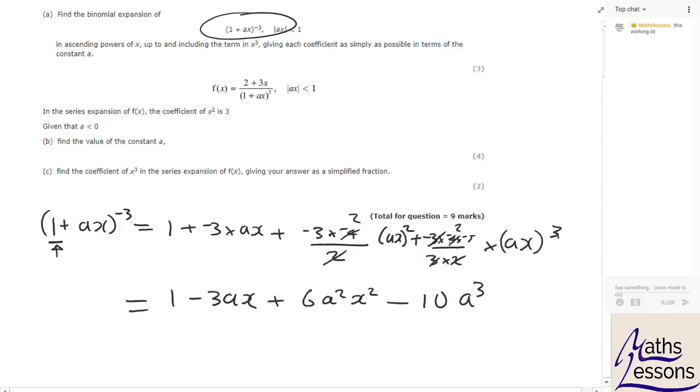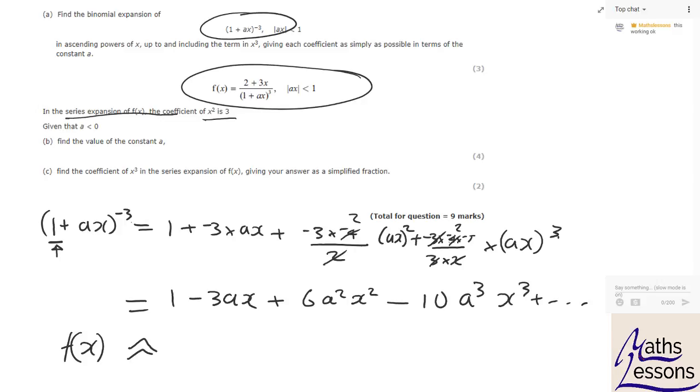Now, to do the next bit, we've got to look at f of x, and the series expansion of f of x, where the coefficient of x squared is 3. In this series expansion, we realise that this bit here is just this bit brought up, isn't it? You're dividing by (1 + ax) cubed, which is the same as multiplying by (1 + ax) to the minus 3.